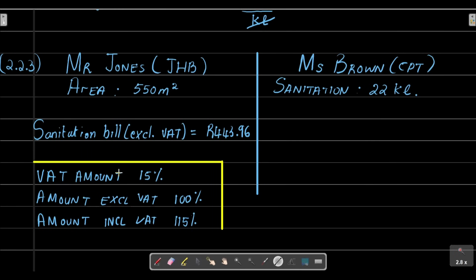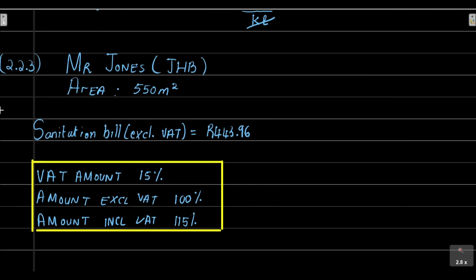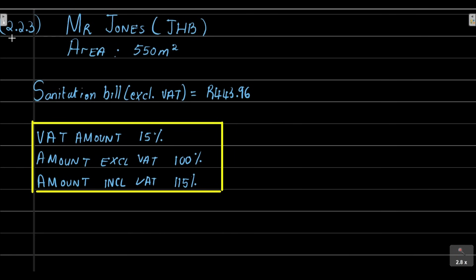In this case, I'm just going to remove Miss Brown's column here. I'll do it at the bottom so that we don't become confused and it doesn't become untidy here. So now, since we want to calculate Mr. Jones' sanitation bill including VAT, what are we going to do? We are going to use this table that I've just drawn to help us convert from your amount excluding VAT to your amount including VAT.